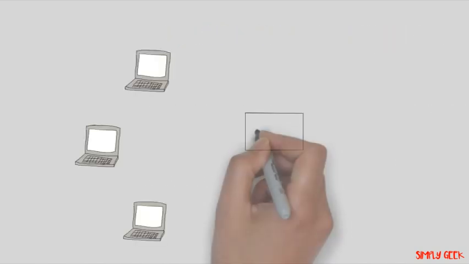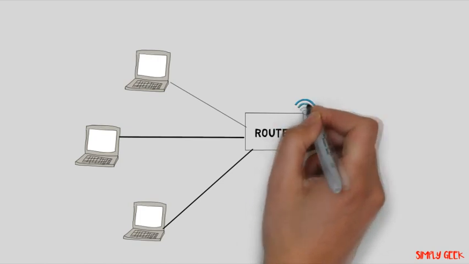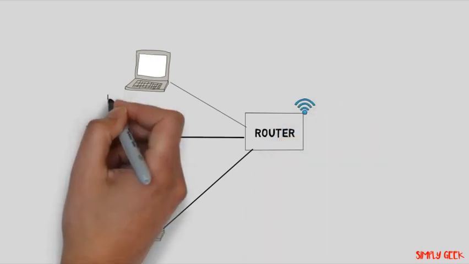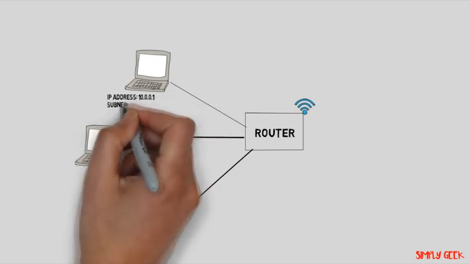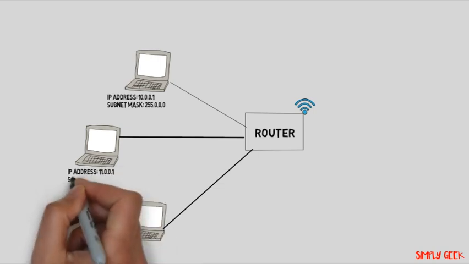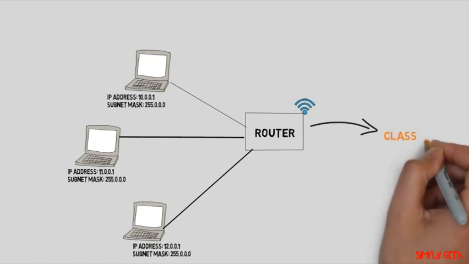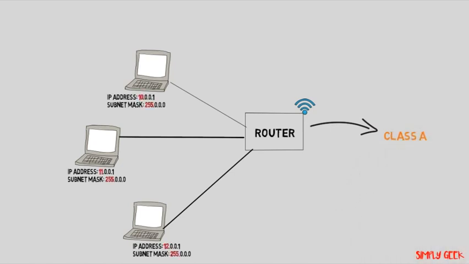Let's take a scenario where there are three computers connected to a router. A router is a device we use in our daily life to gain access to the internet. Now let us say that the IP address of the first computer is 10.0.0.1 with a subnet mask of 255.0.0.0. The second computer is 11.0.0.1 with a subnet mask of 255.0.0.0. And the third one is 12.0.0.1 with a subnet mask of 255.0.0.0. Looking at the IP address and the subnet mask, we can conclude that this is a class A network, and the subnet mask also tells us which parts of the IP address are network bits and host bits.